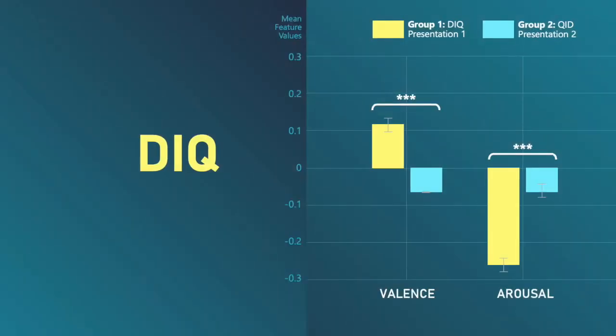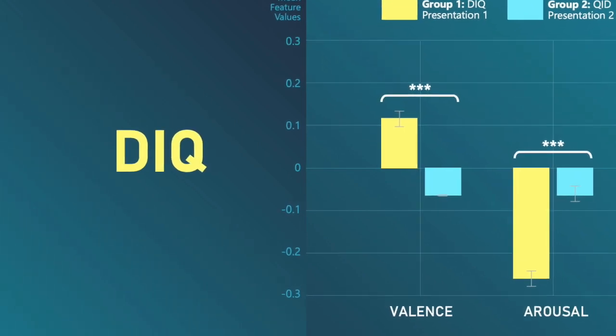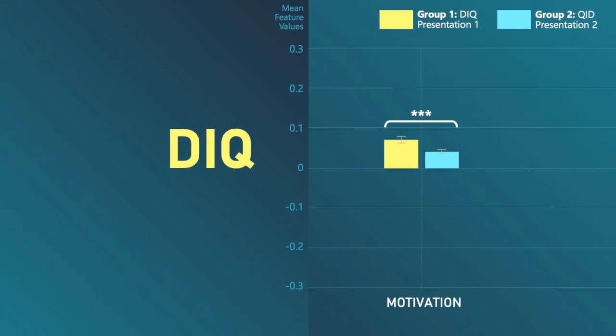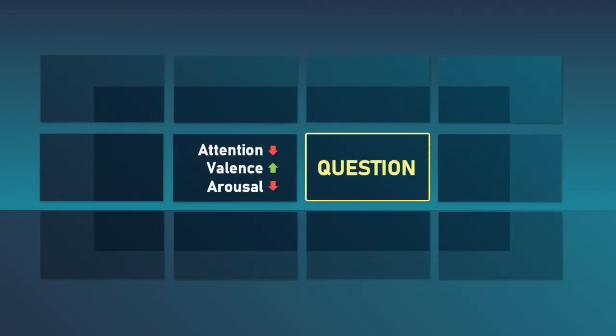According to their EEG and ECG data, there were statistically significant differences between the two groups. The DIQ group had higher valence, meaning that they liked the presentation more. These buyers were also more alert and had more motivation to act on the information. Overall, the DIQ group experienced a combination of high valence, low arousal, and interestingly, low attention during the second question the presenter asked.